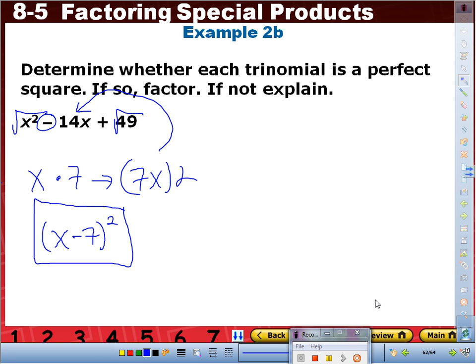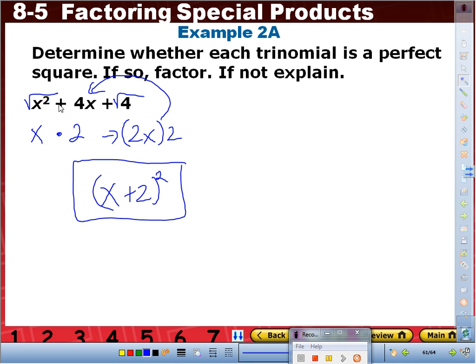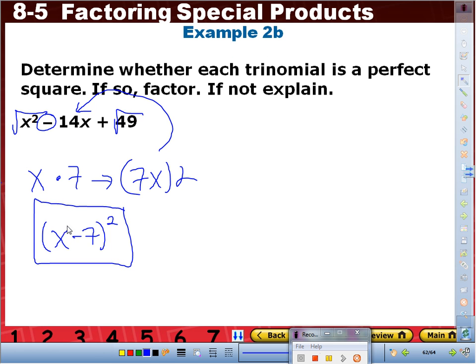Yeah, so check this out. Look at the previous one. This one was a positive. That's where we wrote plus 2. But this one has a negative. That's where you write x minus 7 squared. Everybody got it? Yeah. Okay.